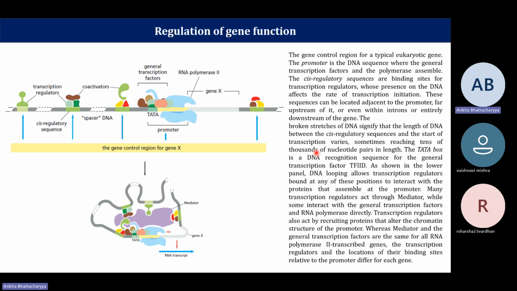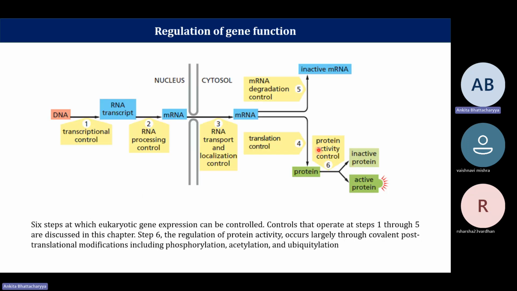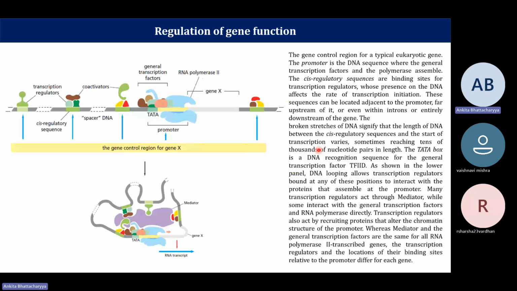Now, the gene control region for a typical eukaryotic gene. Let's go back to the previous slide for some clarity. So these were the steps at which gene expression is controlled. But if you come to the next slide, for a typical eukaryotic gene within the nucleotide sequence itself, there are several checkpoints that are kept in place before the expression of a gene is allowed to proceed. This is what we are looking at in this slide. So what are the different regions?